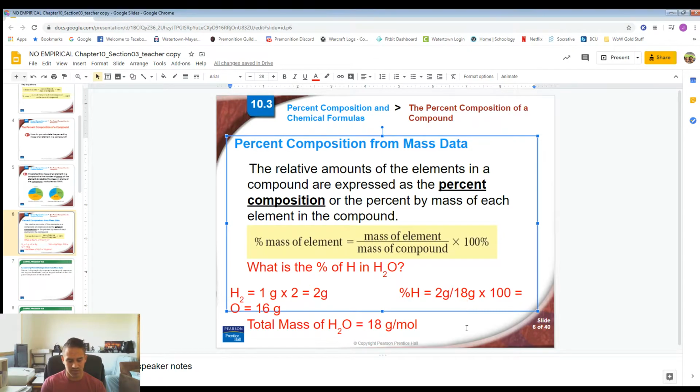So we can do this real quick on a calculator just to get a number. We take 2 divided by 18 times 100, and rounding to whole numbers, we get about 11%. So about 11% of water is hydrogen, and the other 89% is oxygen. This is what we're talking about by percent composition.